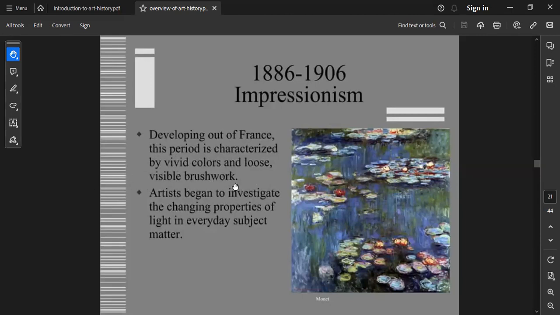If you remember the landscape painting that I showed, someone had answered that it is looking very soft because there was no visible brush mark. But for Impressionism, the key feature is you can see these scratches, which are basically the imprints of the brush mark. Artists began to investigate the changing properties of light in every subject matter. So Impressionism was the first phase where people started investigating light and shadow. Before that, in Rococo and Baroque, light and shadow didn't play a good role. But in Impressionism, light and shadow were also added.